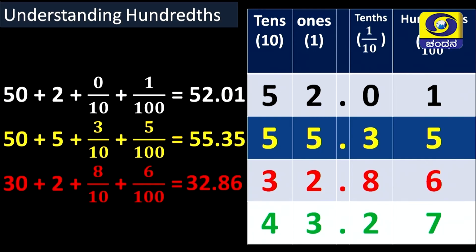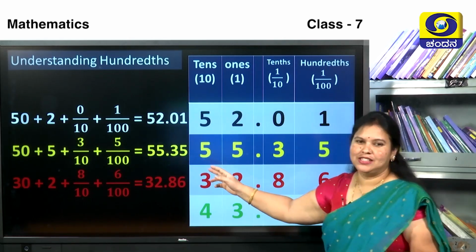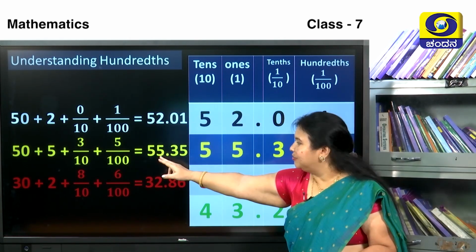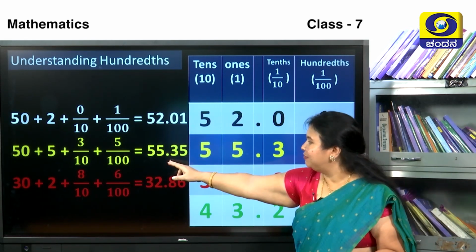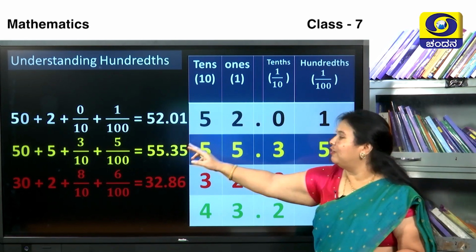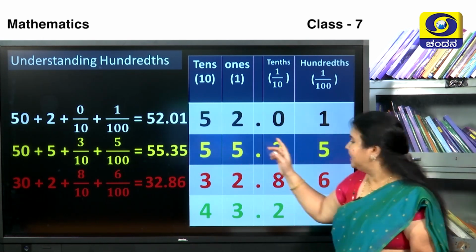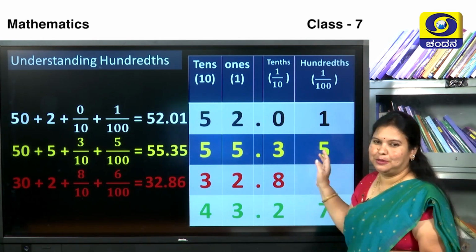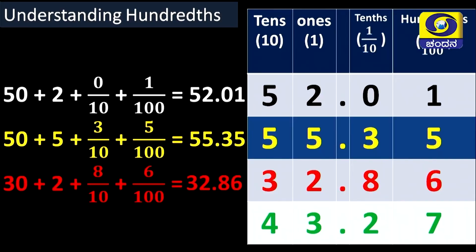In the second example, 55.35 is there. So, we have to write 5 in the tens place and another 5 in ones place, and after the decimal point 3 in 10th place and 5 in 100th place. Did you understand, children? I hope you have understood the decimal numbers, how to write it in expanded form and how to place it in place value chart. We did 3 examples. Yes, you are thinking why I have left this one, 43.27, I left it for you. You have to write it in expanded form.